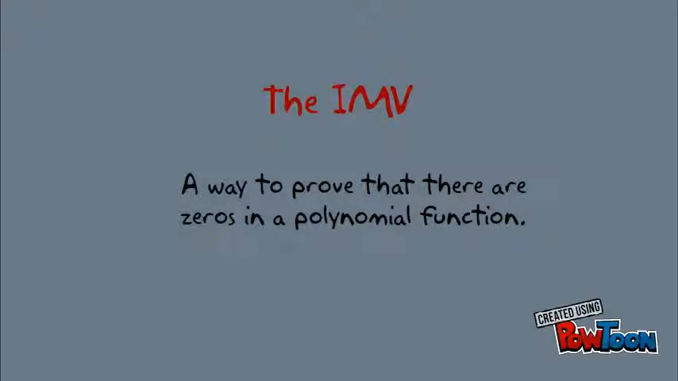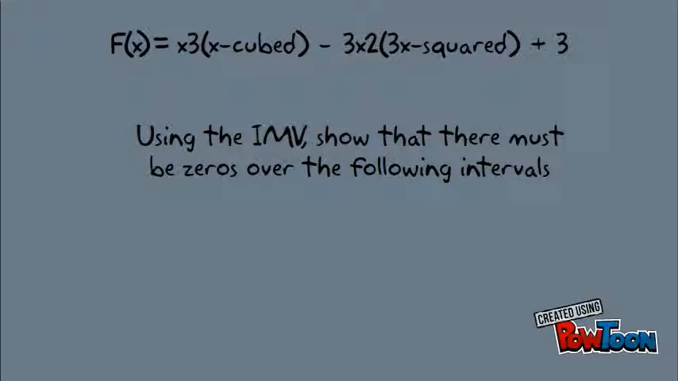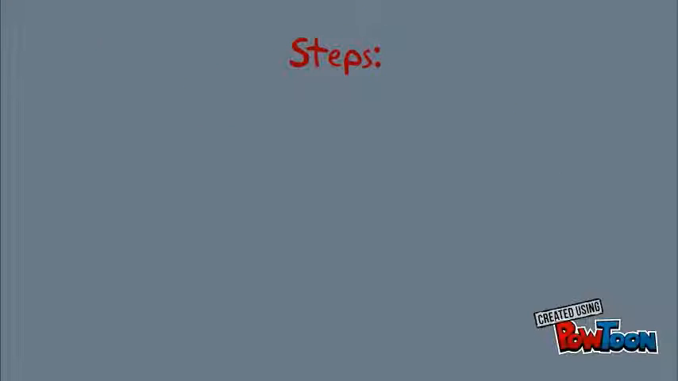First off, the IMV is a way to prove that there are zeros in a polynomial function. In other words, the IMV finds the polynomial's x-intercepts. Let's start with this equation. f(x) = x^3 - 3x^2 + 3. Using the IMV, show that there must be zeros over the following intervals: negative 1 to 0, 0 to 1, and 1 to 2. There are several steps to solving the IMV.